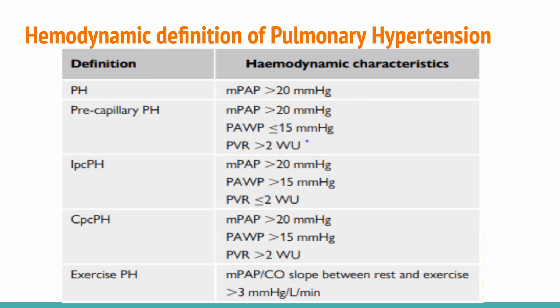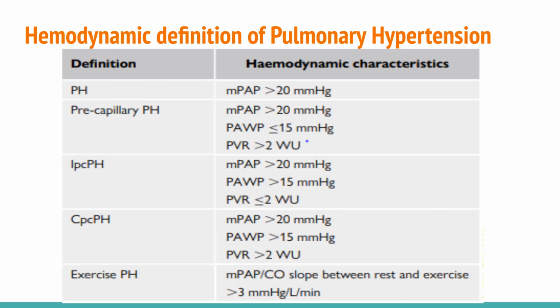Both combined pre and post capillary pulmonary hypertension, mean pulmonary artery pressure stands out to be more than 20 millimeters of mercury. Wedge pressures are more than 15 millimeters of mercury, and pulmonary vascular resistance is more than 2 Wood units. Exercise pulmonary hypertension, mean pulmonary artery pressure by the cardiac output slope between the rest and exercise is said to be more than 3 millimeters of mercury per liter per minute.